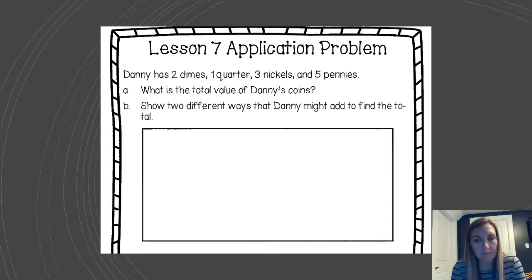That is part A. So you will want to divide your paper in half down the middle. And you can display your work drawing it in part A in the first box. Part B, show 2 different ways that Danny might add to find the total. So I need to see 2 different number sentences on part B, different ways that Danny might add to find the total value.